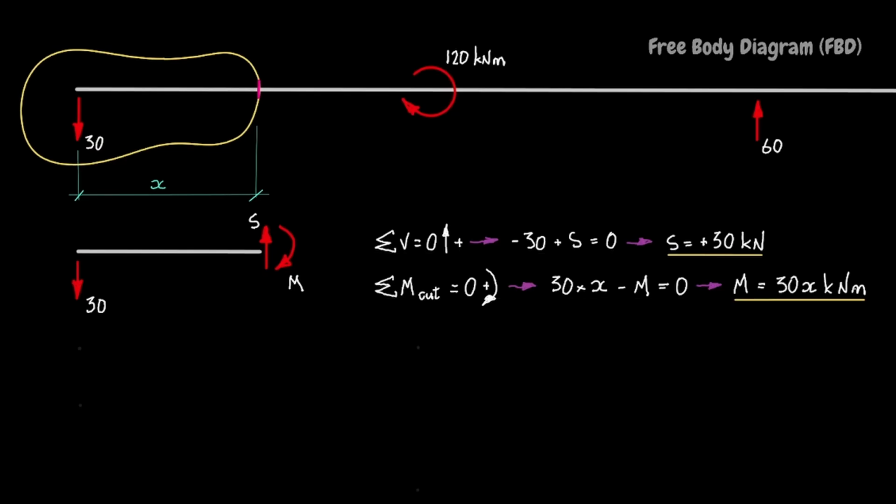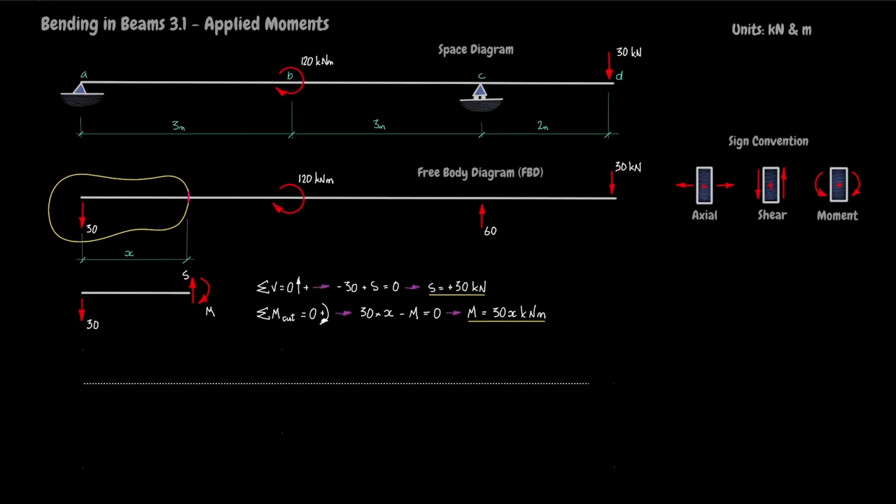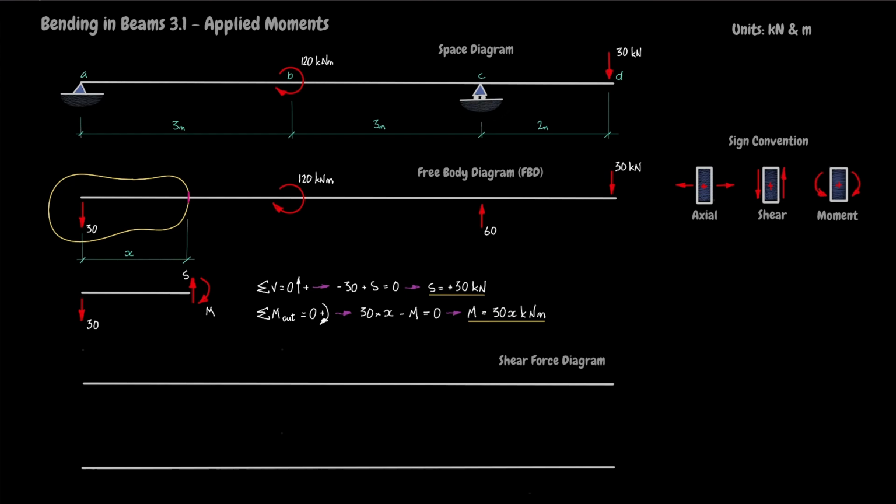This tells us that the bending moment varies linearly from 0 kilonewton meters at A to plus 90 kilonewton meters at B. Now draw and label baselines for the shear force and bending moment diagrams. Note there is no diagram for axial force as it is known to be 0. Plot the shear force and bending moments for the first 3 meters of the beam.